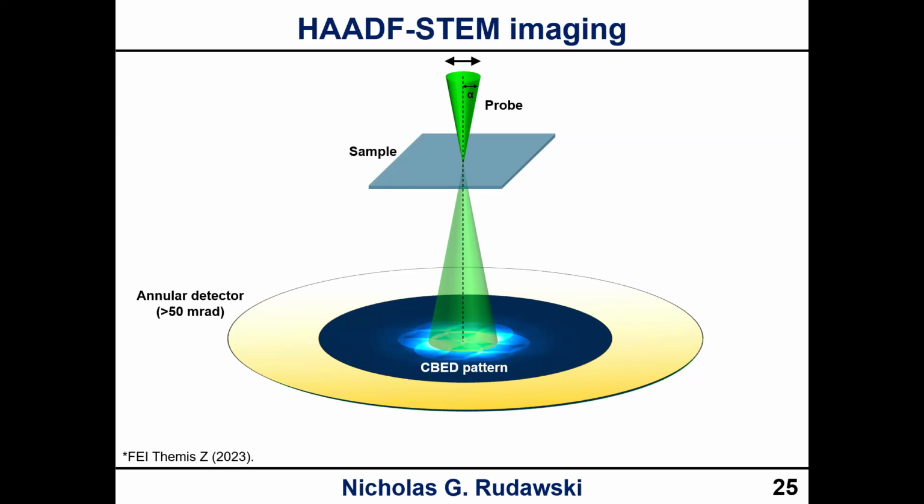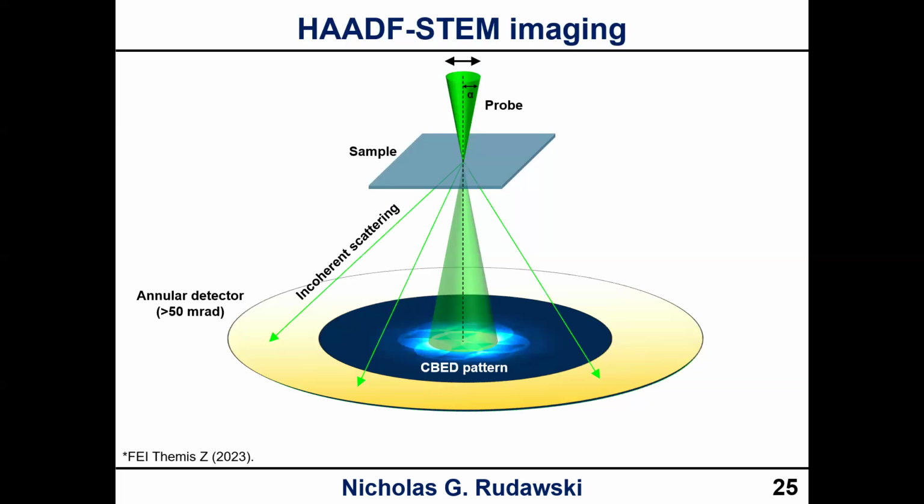collection angle range. There is no hard and fast rule with this, but generally speaking, when you're talking about HAADF-STEM imaging, you're talking about the inner collection angle of your annular detector being at least 50 milliradians, just as a general rule. To give you an idea, that's about 3 degrees. We call this high, and in terms of STEM that's a very high angle, but in terms of actual angle, 3 degrees is not very high at all.